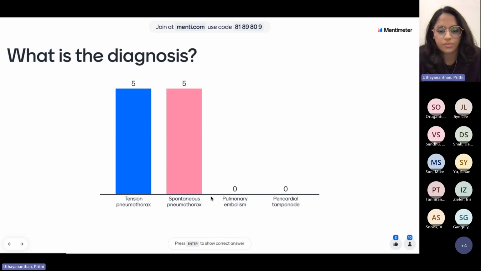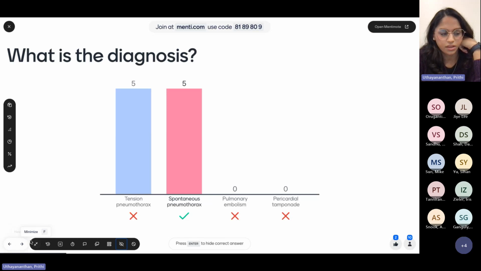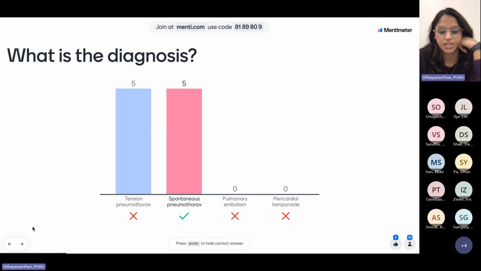With this one, the answer is spontaneous pneumothorax because the trachea isn't deviated. And you can see the carina just directly underneath at the midline. So if it was a tension pneumothorax, it would be deviated away from the midline. So that's why it's a spontaneous and not a tension.